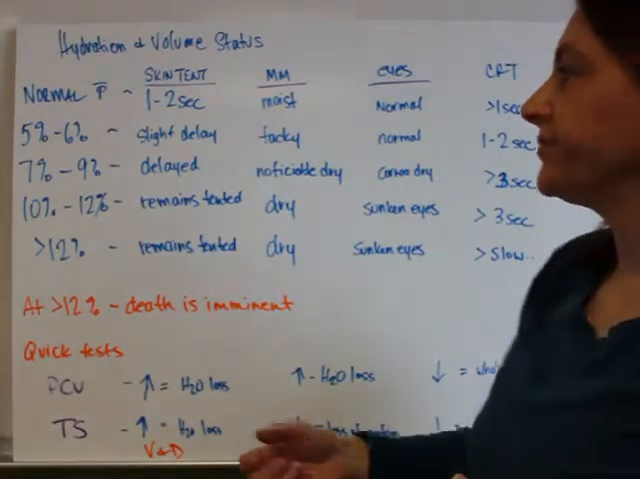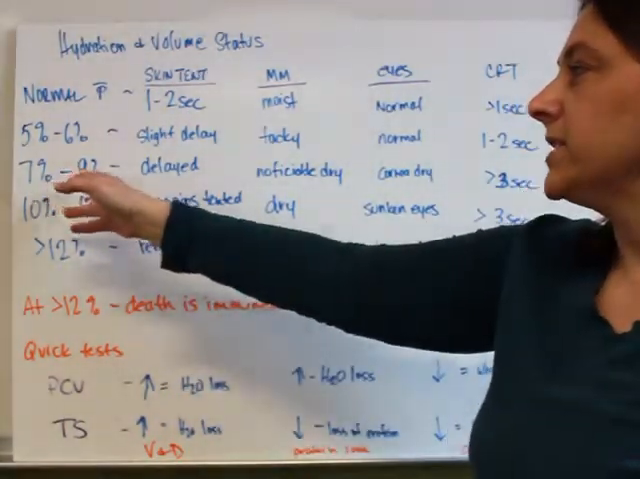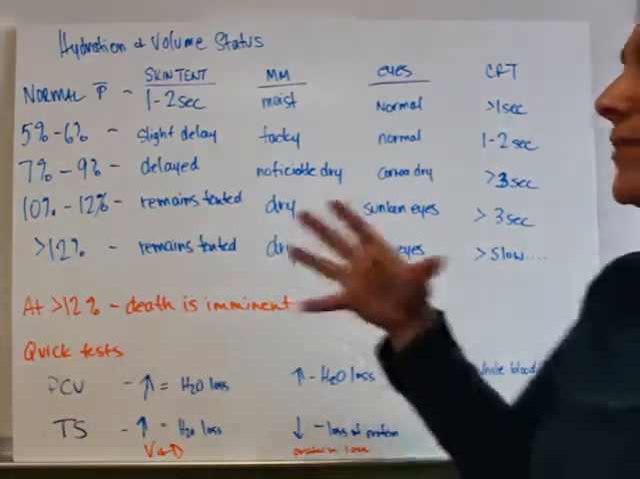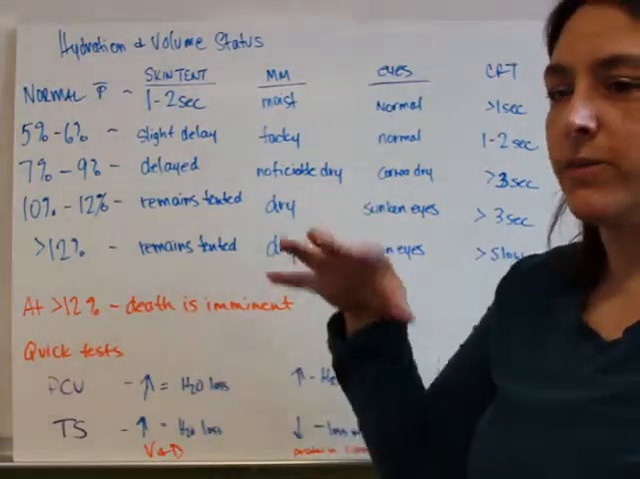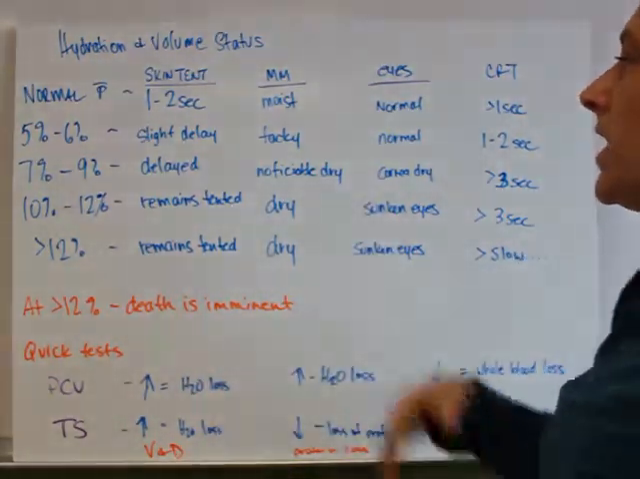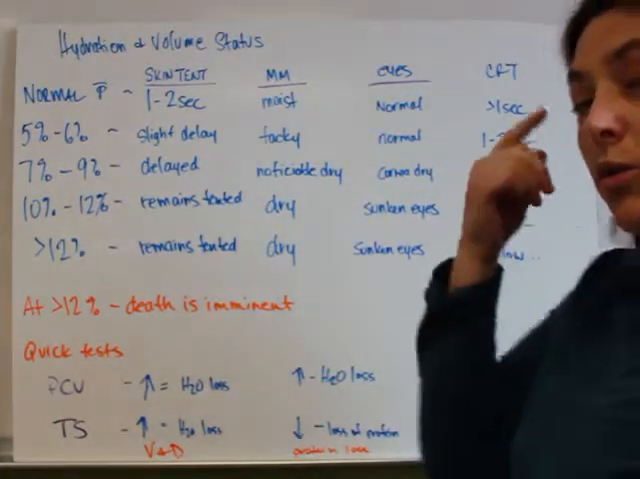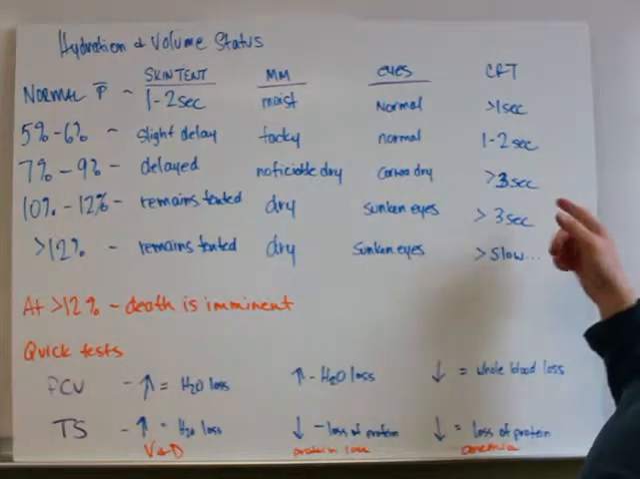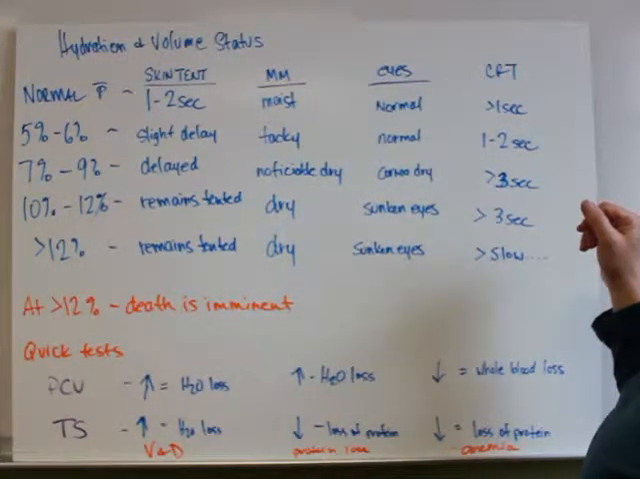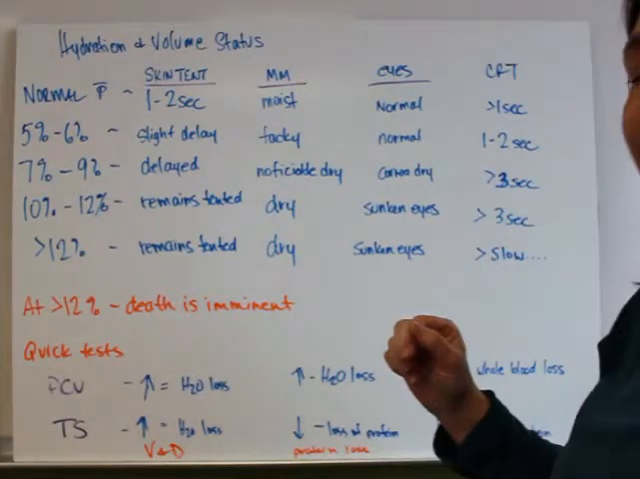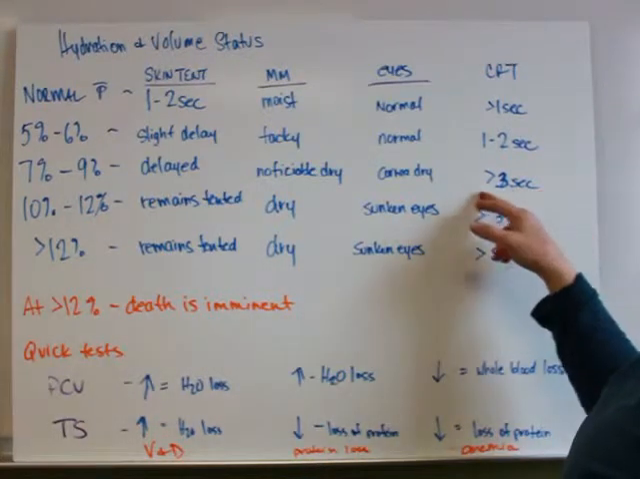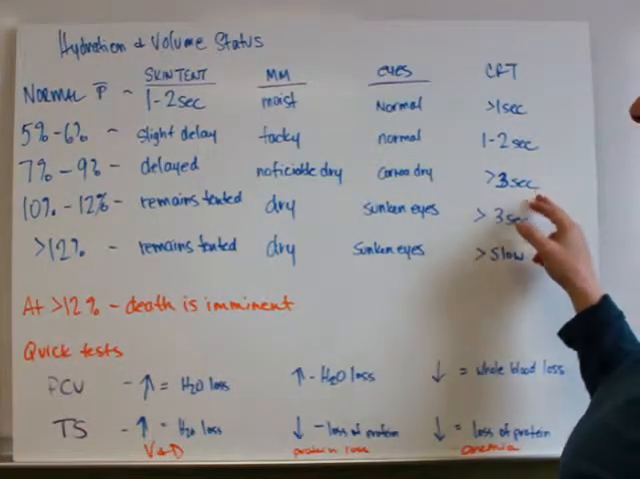Their mucous membrane will be moist, their eyes will appear normal, and their cap refill time will be about 1 second. Okay, 7 to 9% dehydrated, they're going to have a delay in their skin tent, so when you lift it up, it won't pop back down as quickly. It's noticeably dry mucous membranes. Their eyes may appear dry, the cornea. And they have a longer cap refill time of 3 seconds.